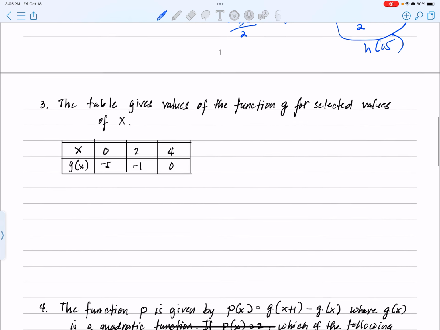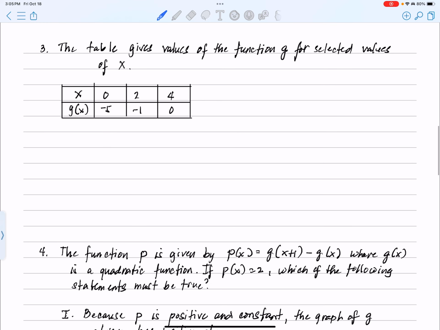Let's have another table here. The table gives values of the function g for selected values of x. So what do you have in your table? x is 0, 2, 4. And output value, g of x, is negative 5, negative 1, and 0. Okay. Then I write down the question. If the function g is quadratic, so this is a quadratic function, what is the value of g of 8? Okay, value of g of 8.